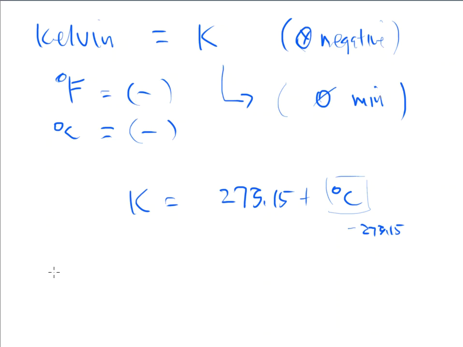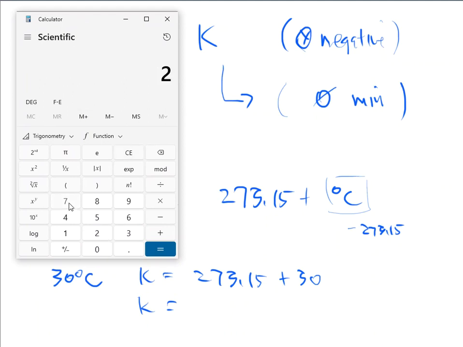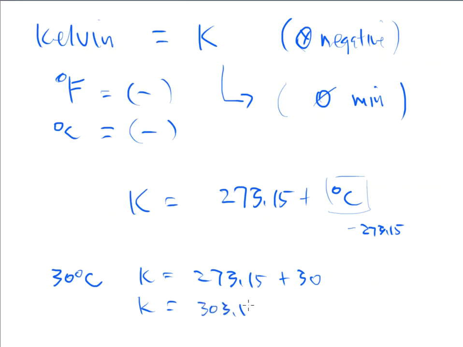For instance, if it was 30 degrees Celsius in the laboratory and I wanted to know what that would be in Kelvin, I take 273.15 and add 30 to it. That's all we have to do. You can probably do that in your head, but if you needed a calculator, not a big deal. I take 273.15 and add 30 degrees Celsius onto that value, and that gives me 303.15. So 303.15 is the answer in terms of Kelvin.